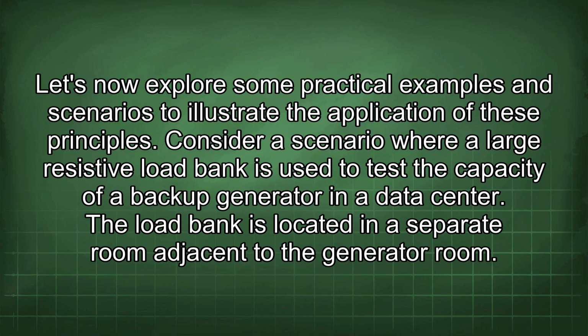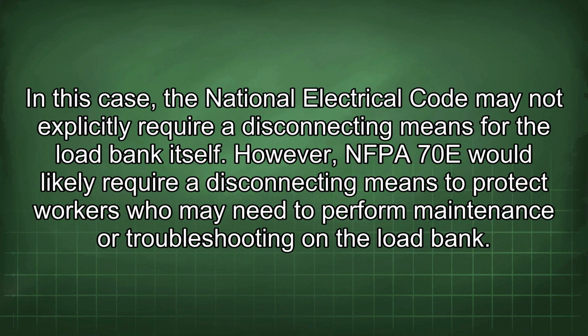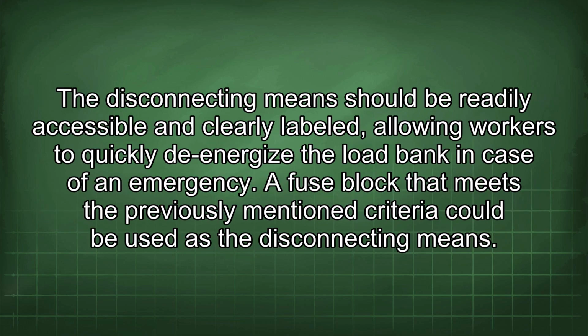Let's now explore some practical examples and scenarios to illustrate the application of these principles. Consider a scenario where a large resistive load bank is used to test the capacity of a backup generator in a data center. The load bank is located in a separate room adjacent to the generator room. In this case, the National Electrical Code may not explicitly require a disconnecting means for the load bank itself. However, NFPA 70E would likely require a disconnecting means to protect workers who may need to perform maintenance or troubleshooting on the load bank. A disconnecting means should be readily accessible and clearly labeled, allowing workers to quickly de-energize the load bank in case of an emergency.